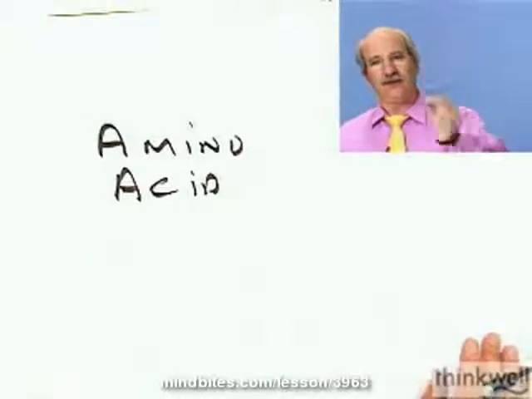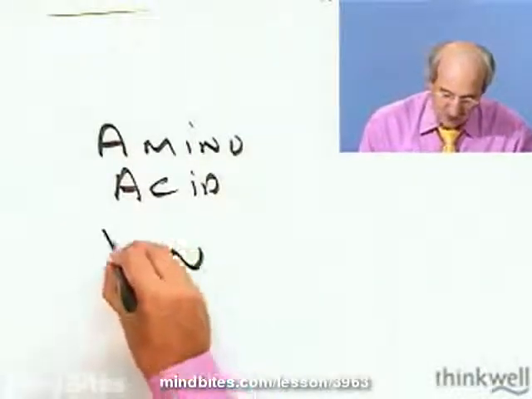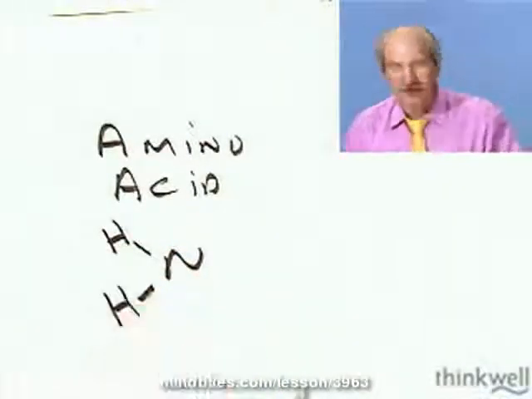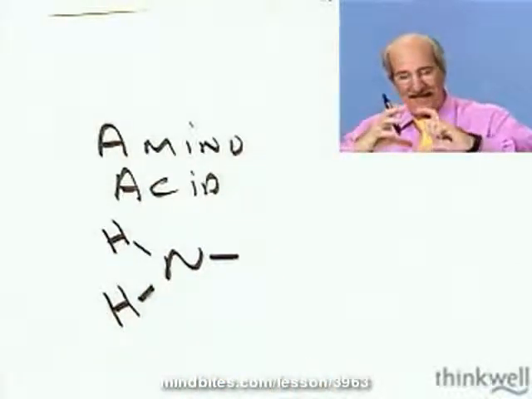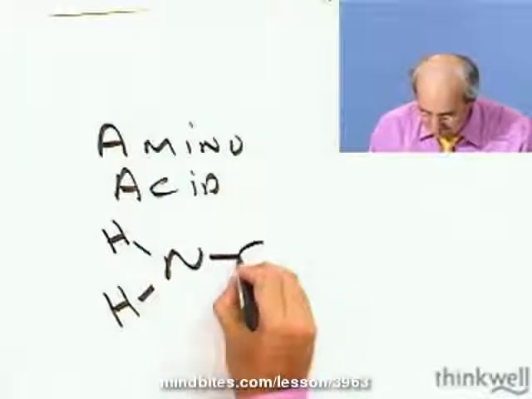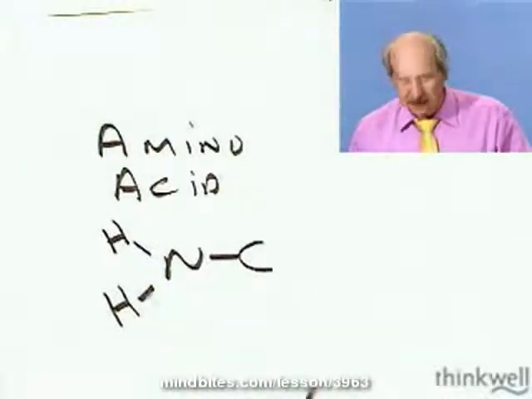Think back to those functional side groups. Amine group. What was an amine group? Well, an amine group looked something like this. There's your amino group. Okay? We're going to hook that to a basic carbon right in the center. And now we're going to make it an acid.